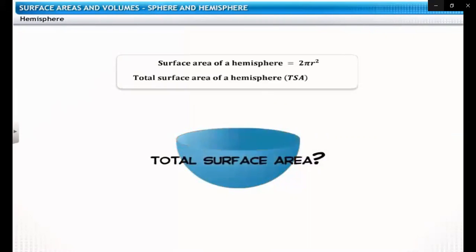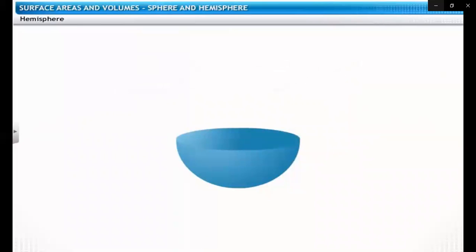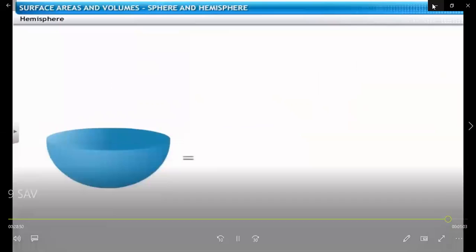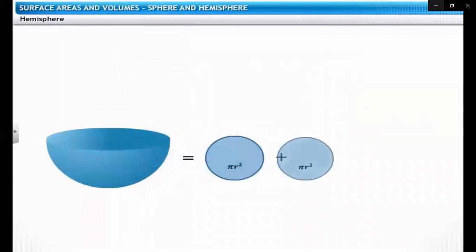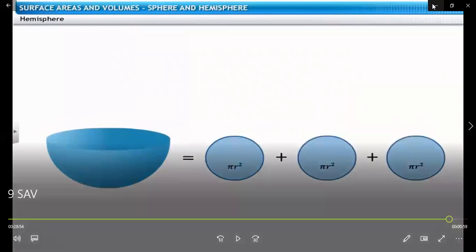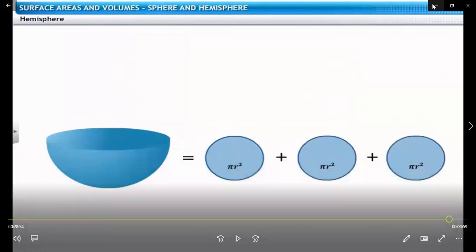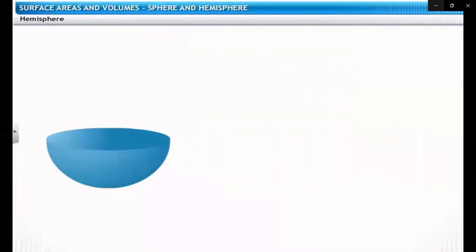So you have to keep that in mind. 3 pi r square is the final formula. And lastly, we can observe that it is equal to pi r square plus pi r square plus pi r square, so three times. For example, if you have a circle with the same radius as that of a hemisphere, then 3 times the area of that circle will be equal to the total surface area of that particular hemisphere.